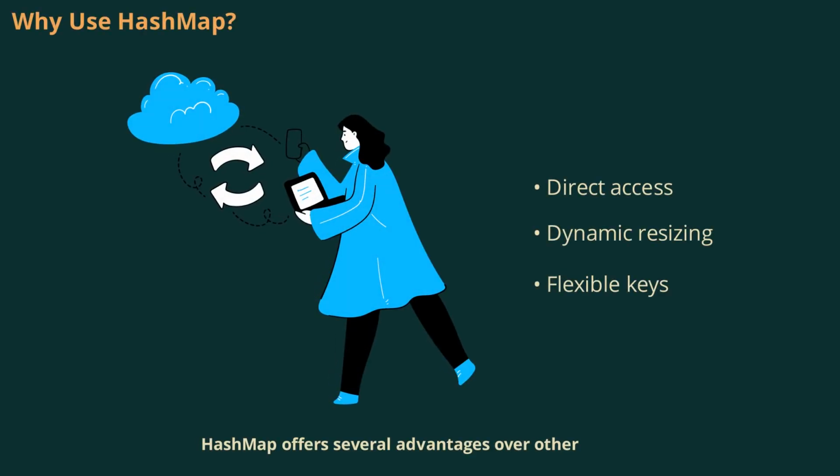HashMap offers several advantages over other data structures like lists or arrays. First, it provides direct access to values without needing to iterate through all elements. Second, the speed of access doesn't depend on the number of elements, making it highly efficient. Third, HashMap supports dynamic resizing, so you don't have to worry about running out of space. Finally, it allows any object type as a key, not just integers.